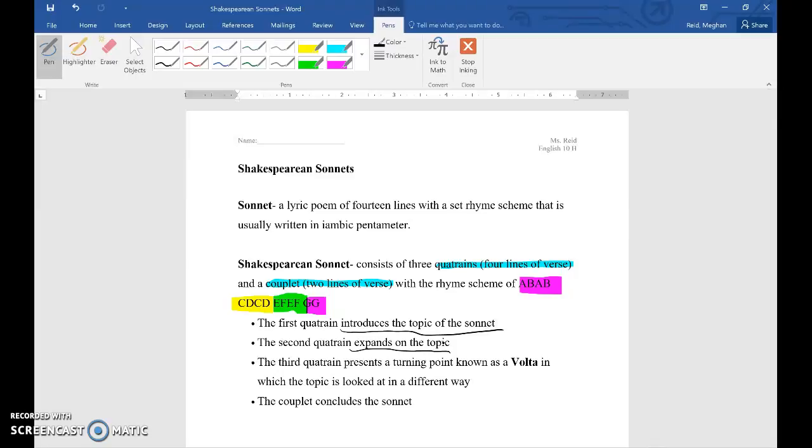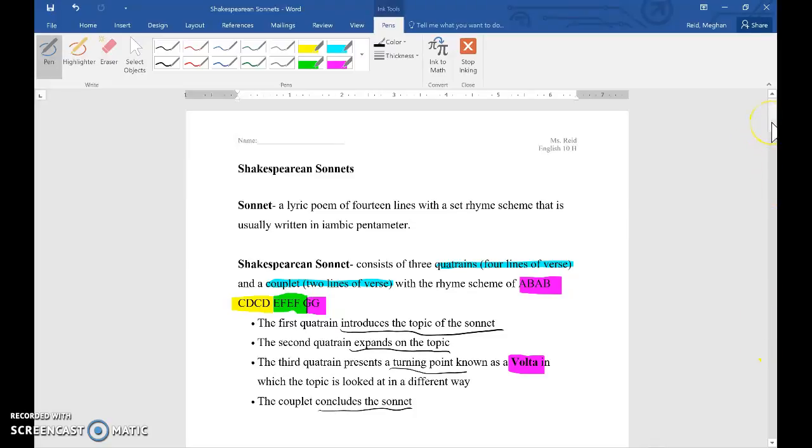The third quatrain is where we have a change. This change, also known as a turning point, is going to be called a volta. So this term, volta, is a new literary term for you, and volta means change in Italian. So this is where we're going to be looking for something different. And the poem then ends with the couplet, and the couplet is going to do the nice little concluding of the sonnet. So you'll see here we have this cohesive unit. We have an intro, we've got a body, and then we've got a conclusion. So the poem structure is very logical in that way.